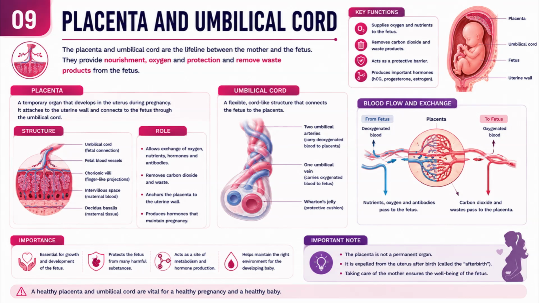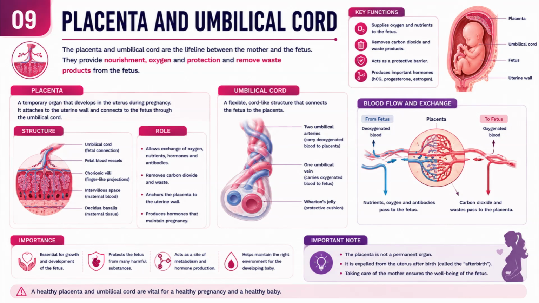Attached to the placenta is the umbilical cord, which serves as the lifeline between the mother and the baby. The umbilical cord contains 3 blood vessels, 2 umbilical arteries and 1 umbilical vein. The vein carries oxygen-rich blood and nutrients to the fetus, while the arteries transport waste products back to the placenta. In addition to nutrient exchange, the placenta produces important hormones such as human chorionic gonadotropin, progesterone, and estrogen, which help maintain pregnancy and support fetal development.